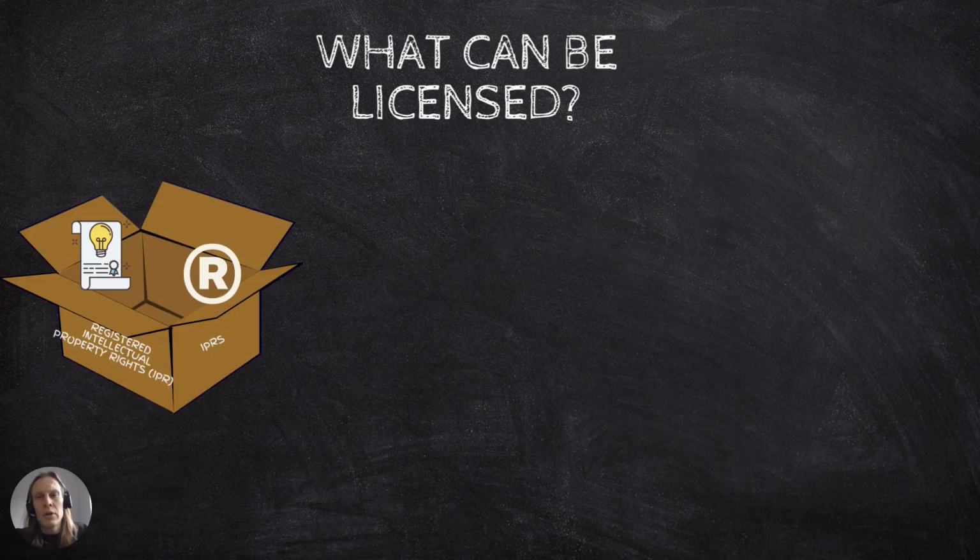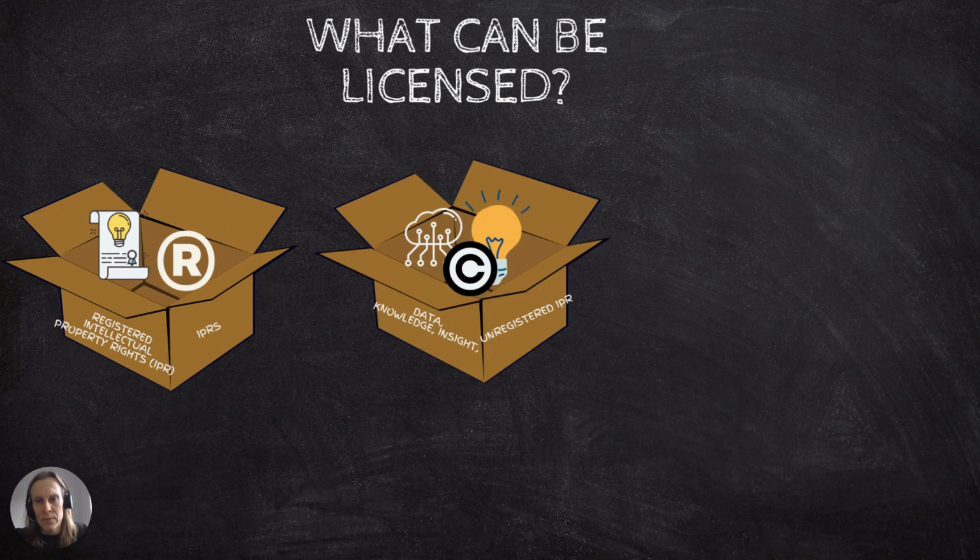The biggest group is perhaps the registered intellectual property rights, or IPRs. In this group, we speak about patents, trademarks, registered designs, also known as design patents, or registered copyrights. In this category, we have clear-cut definitions and concepts of patents, trademarks, and designs, so it's easier to define the object being licensed.